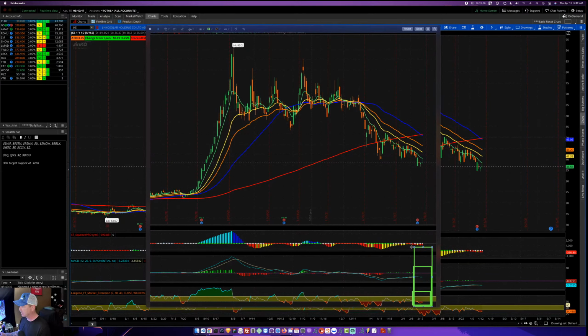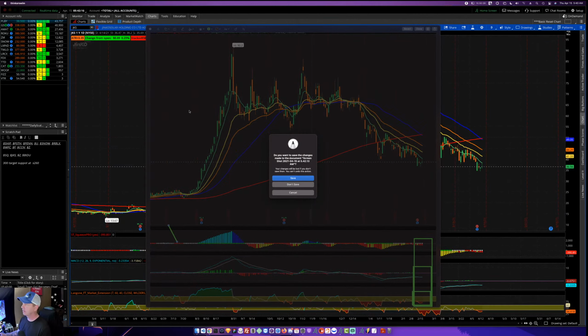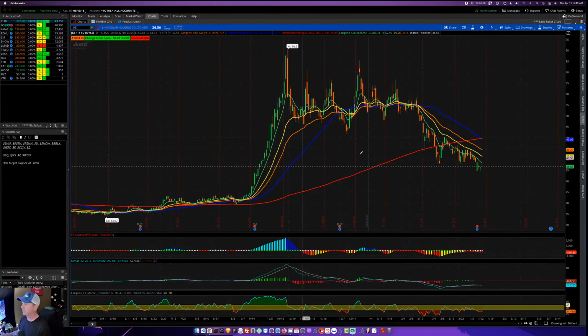Our squeeze, we are consolidating in the squeeze. Anytime that you see this type of pattern with the squeeze where you've got consolidation, we would look for, as you can see back here, consolidation leads to an explosive move in one direction or the other.